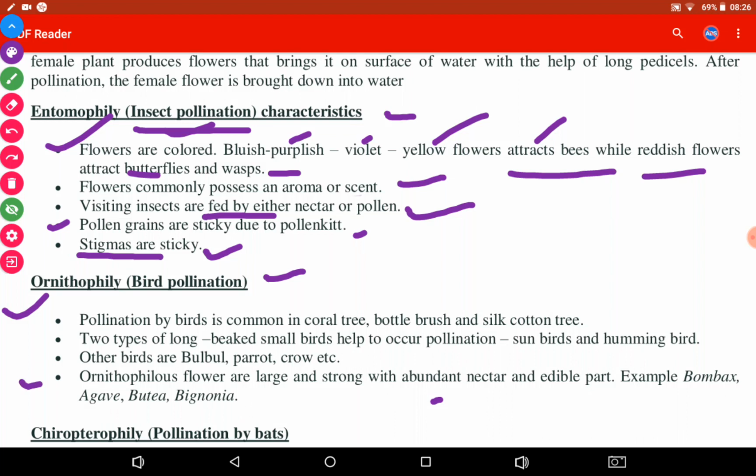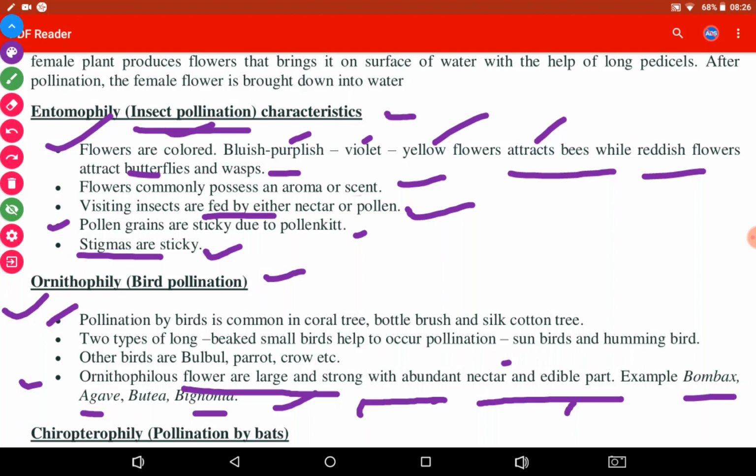Now we will discuss Ornithophily. In this condition, when the flower is pollinated with the help of different birds, it is called Ornithophily. Such flowers should be large and strong, abundant with nectar and edible parts. These are big, strong flowers, and the nectar and edible parts will be present in large quantity; only then will birds come to them and bird pollination be possible. Bombax, Agave, Butea, Bignonia are the best examples of flowers pollinated by birds.